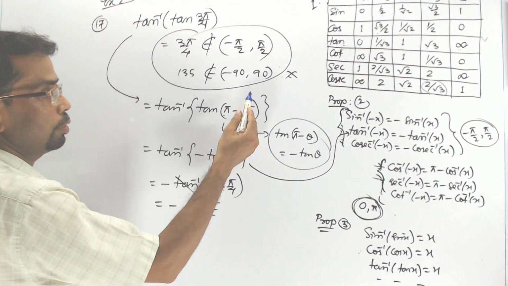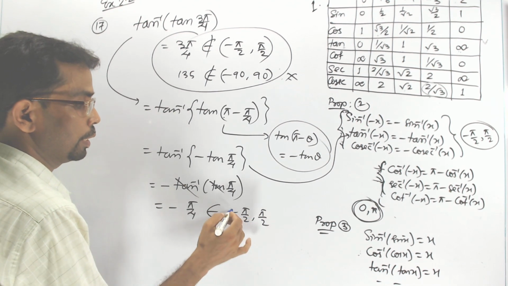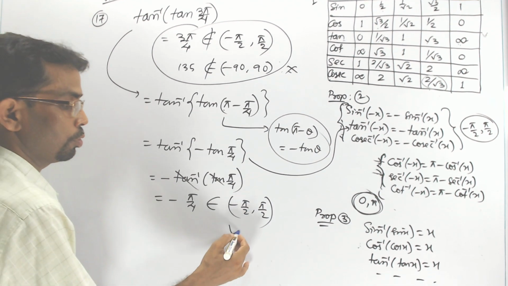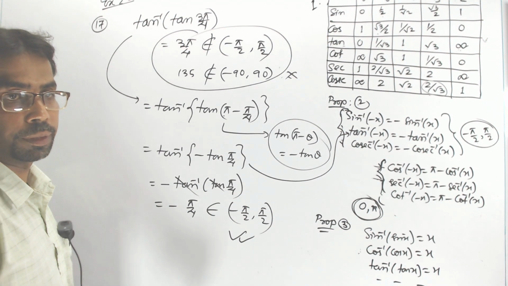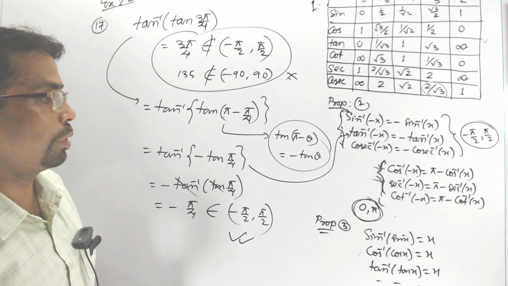Is it lying in the range of tan inverse? Range of tan inverse is minus pi by 2 to plus pi by 2. Yes, this is lying in the range. So this solution is correct. This is the correct solution, the correct value of the given function.